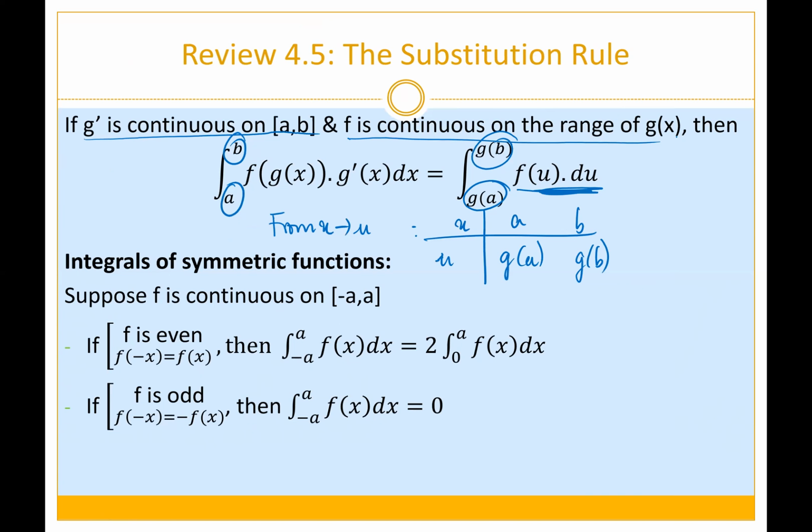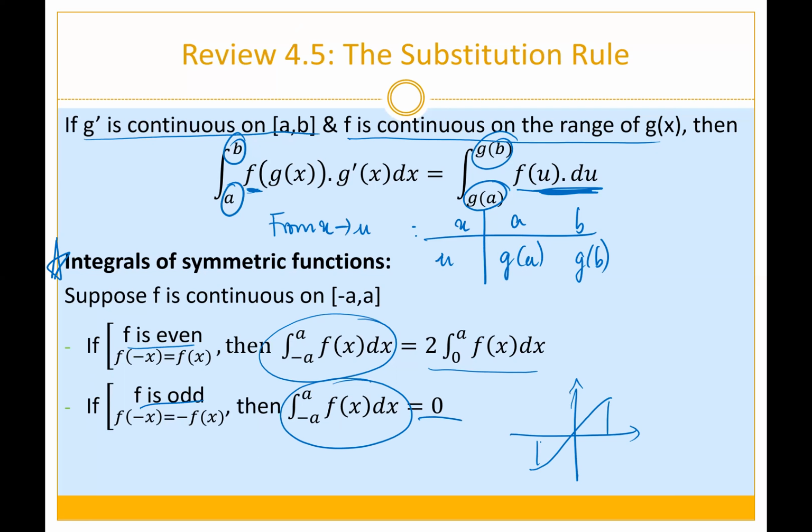So you have the integral of symmetric functions. This is a supplementary part, but I think it's really helpful, because if you are able to see whether the function f inside the integral is even or odd, you can use one of its properties. If you have an even function, the integral on a symmetric interval is going to be 2 times the integral, say from initially negative a to a, then the next one is going to be from 0 to a of f(x) dx. On the other hand, if you have an odd function, the integral on a symmetric interval is going to be 0. It will remind you of these pictures when this happens.